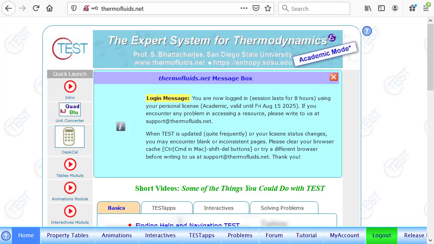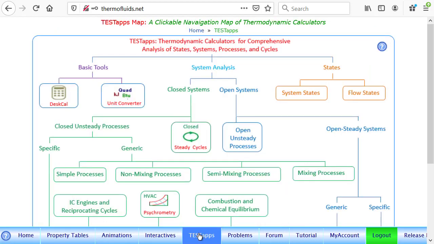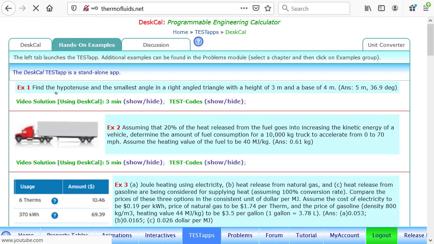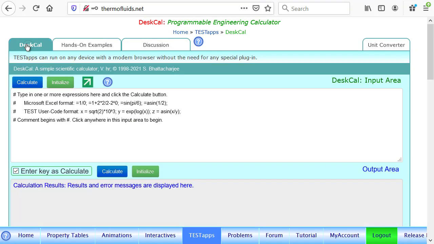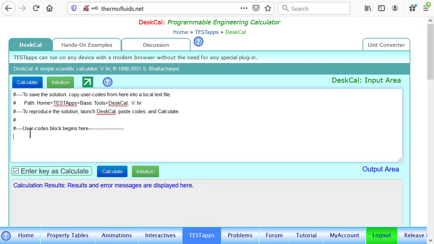we'll launch the test step. I've already logged in as a student, and go to test steps and DeskCal. Here you'll find plenty of example videos using this app. And you go to the DeskCal page. This launches the app. And so first we start with all the given values.